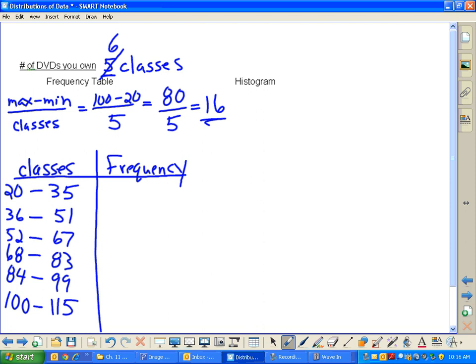Okay, so now I have to go back and tally up our frequency of data values in each class. In other words, I have to figure out how many students own between 20 and 35 DVDs. So as I look over here, I usually scratch them off as I go. So I'm looking for numbers between 20 and 35. So I see 1, 2, 3, 4, 5, 6, 7. So there's 7 of you folks. And then between 36 and 51. So 1, 2, 3, 4, 5. 5 of you folks.